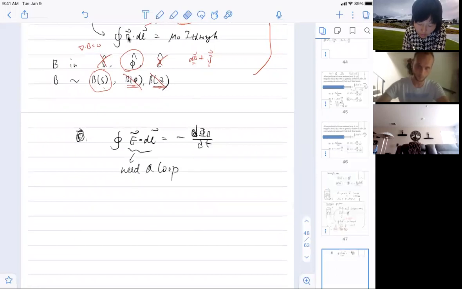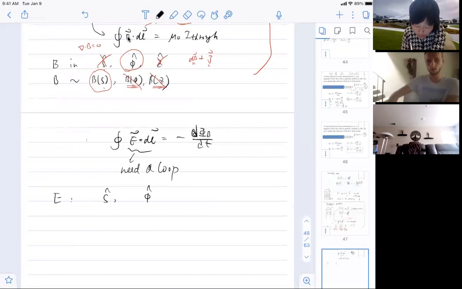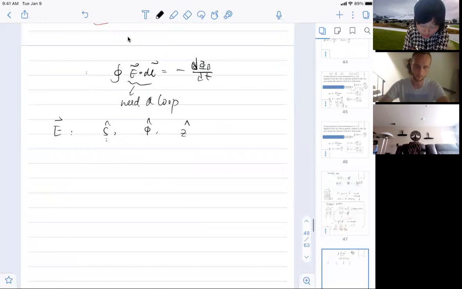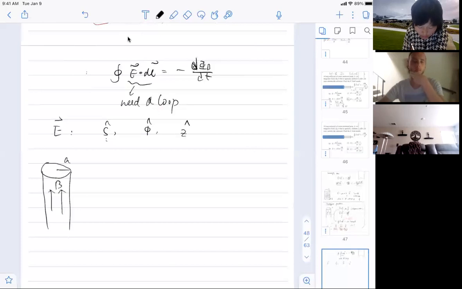So what kind of loop should we draw? We need to figure out the direction of E. So let's see. There are three possible directions. Which direction should we rule out? Do you think your E could be in the S hat direction for our solenoid? Again, I'm going to draw the solenoid again. If E is uniform, and let's say we're trying to find E inside or outside, it could be in the S hat direction, in this direction.